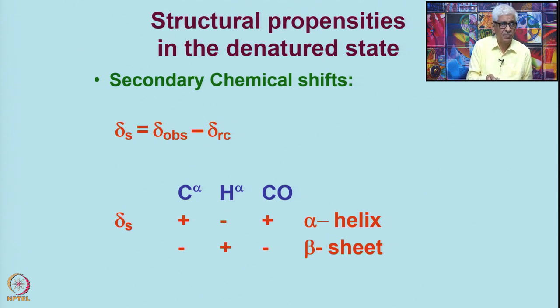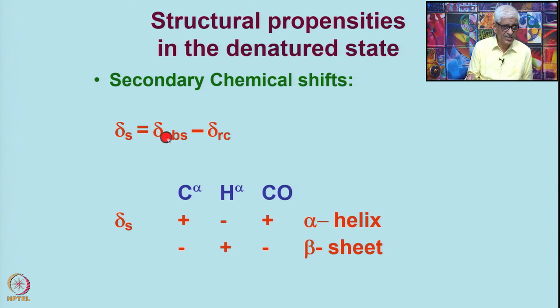There is one particular parameter which is extremely useful, that is known as the secondary chemical shifts. You know that in a particular protein, the chemical shift indicates the environment around the particular nucleus. If the protein is folded, it has a particular kind of environment. If it is unfolded, completely random coil, it has a different environment. And the random coil is more like an individual amino acid residue. An individual amino acid residue does not have any structure.